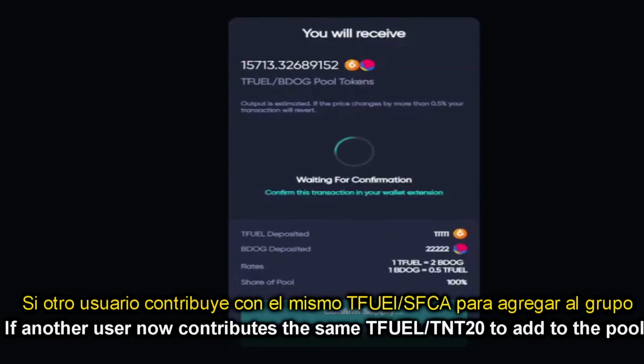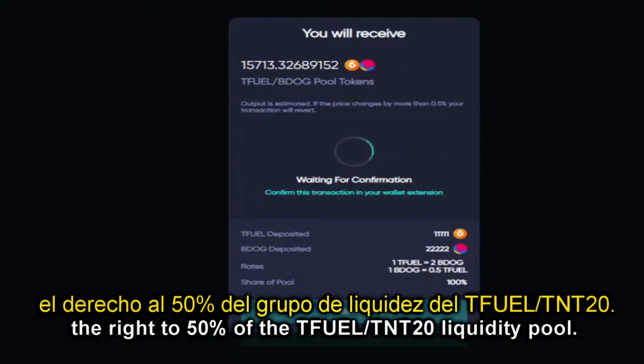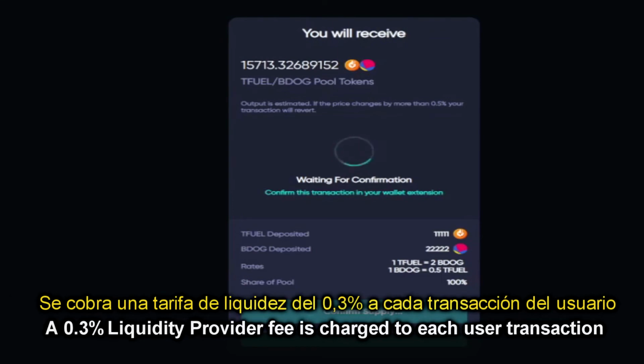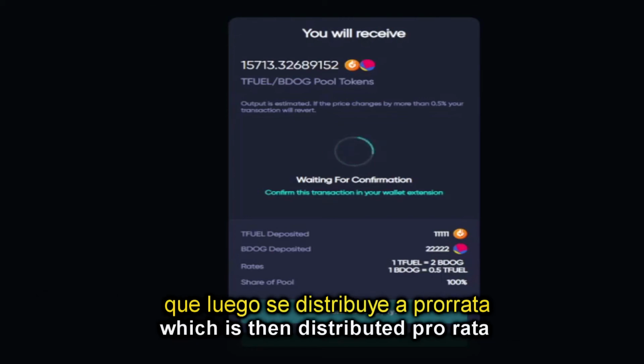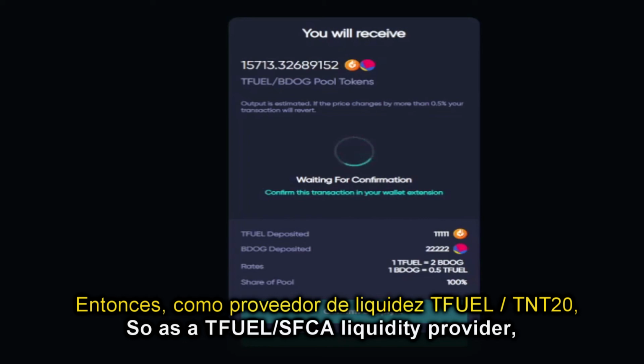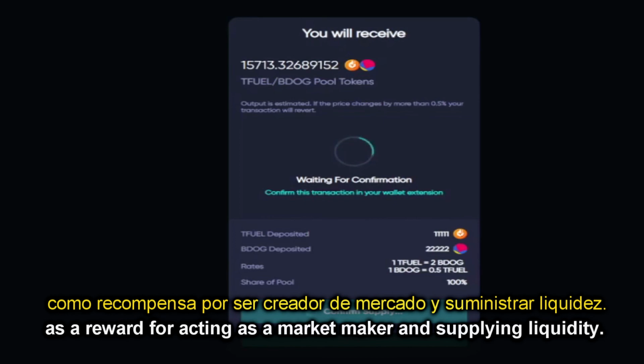If another user now contributes the same amount of TFuel and TNT20 token to the pool, we will each own LP tokens representing the right to 50% of the TFuel and TNT20 token liquidity pool. The liquidity pool for the TFuel and TNT20 token pair is used by using the swap function of ThetaSwap. A 0.3% liquidity provider fee is charged on each user transaction, which is then distributed pro rata to all liquidity providers in the pool for this trade pair. So as TFuel and TNT20 token liquidity providers, we are earning TFuel for each user transaction as our reward for acting as a market maker and supplying liquidity.